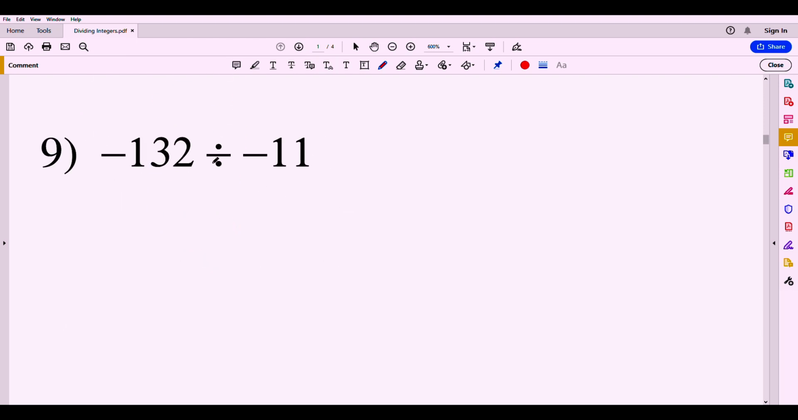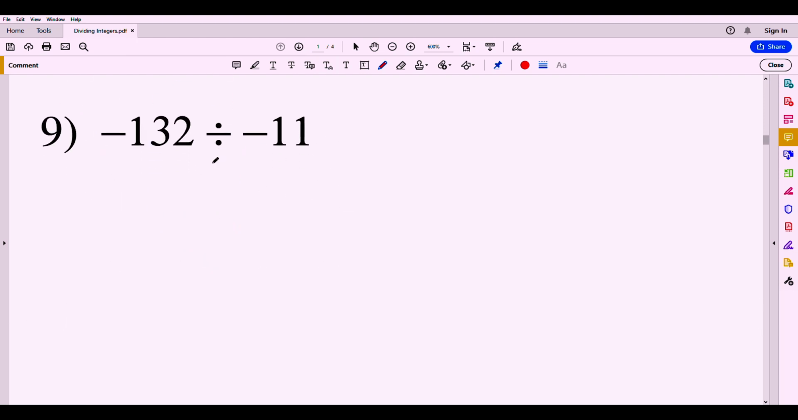In number 9, we have negative 132 divided by negative 11. A negative divided by a negative, we're halfway there. We know that our answer is positive. So now we just have to figure out how many times does 11 go into 132. And 11 goes into 132 12 times. So positive 12 is our answer in number 9.